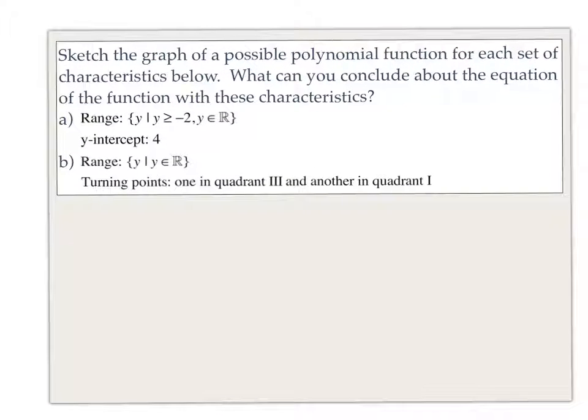Okay, so it says sketch a graph of the possible polynomial function for each set of characteristics below. A, what can you conclude about the equation of the function with these characteristics? Okay, so A, if I wanted to draw a function that met this requirement, where it says y such that y is greater than or equal to negative 2, y-er, what type of function do I automatically know that has to be?